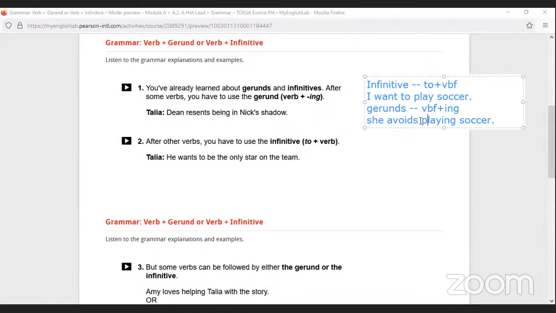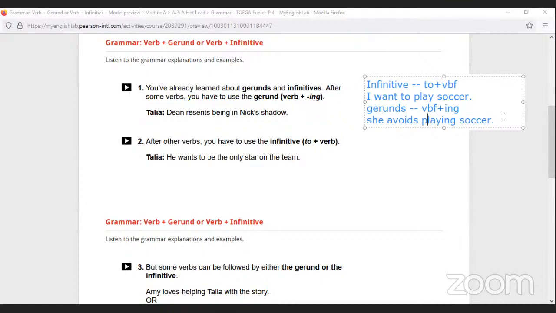If I use an infinitive, for example, she avoids to play soccer, it is incorrect. Or, for example, I want playing soccer, with a gerund, that is also incorrect.